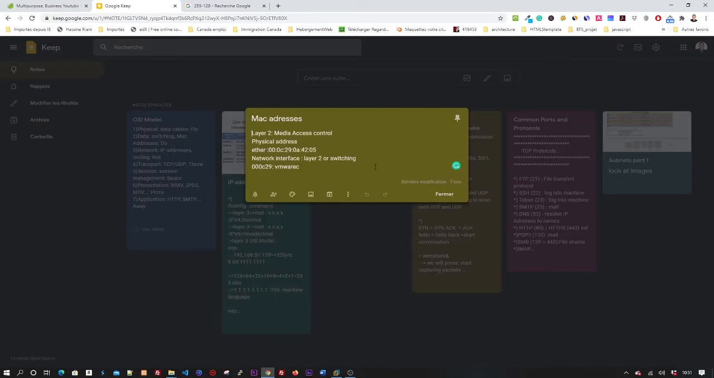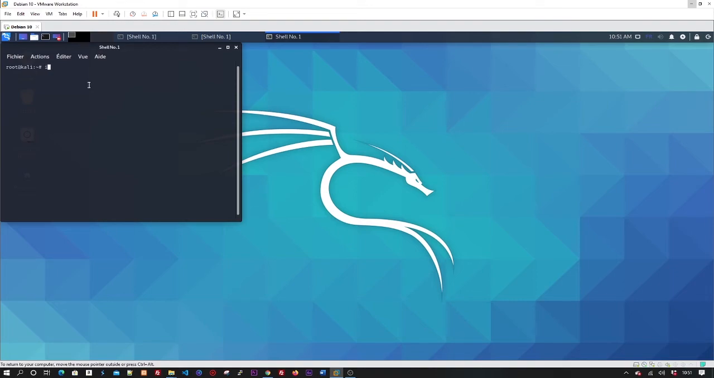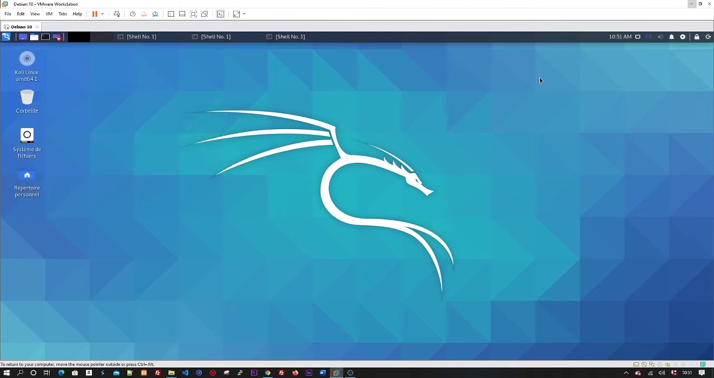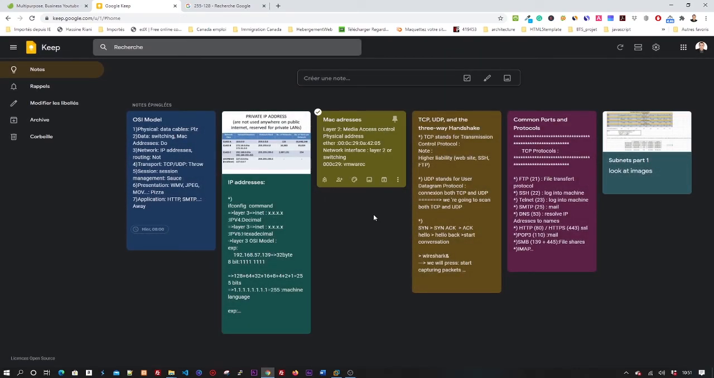Okay. Now we will move to MAC addresses. The MAC address is on layer 2, which is the physical address. It is on eth0 of the Kali Linux machine. I will show you my MAC address. If I type ifconfig, the MAC address is this number, this group of numbers. It is not important to know it by heart now, but it is important to know that the MAC address is on layer 2. Remember this, and it is always good to remember this information.